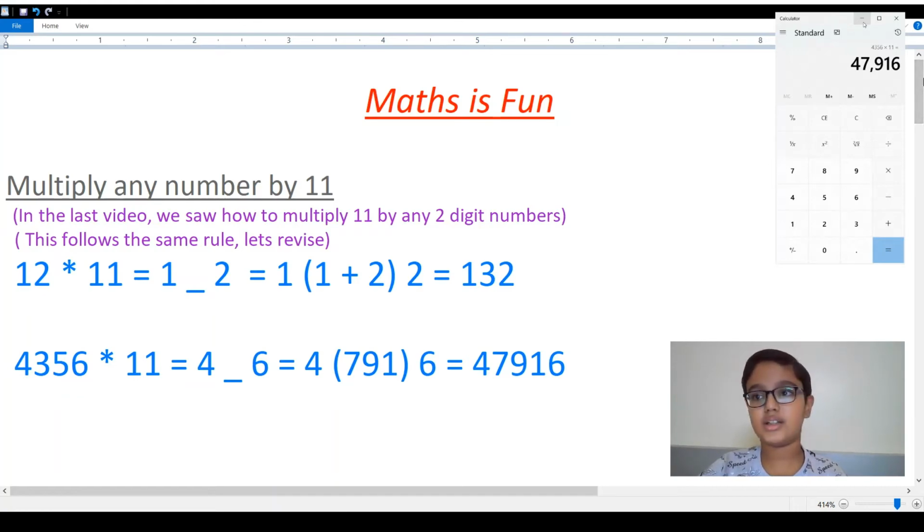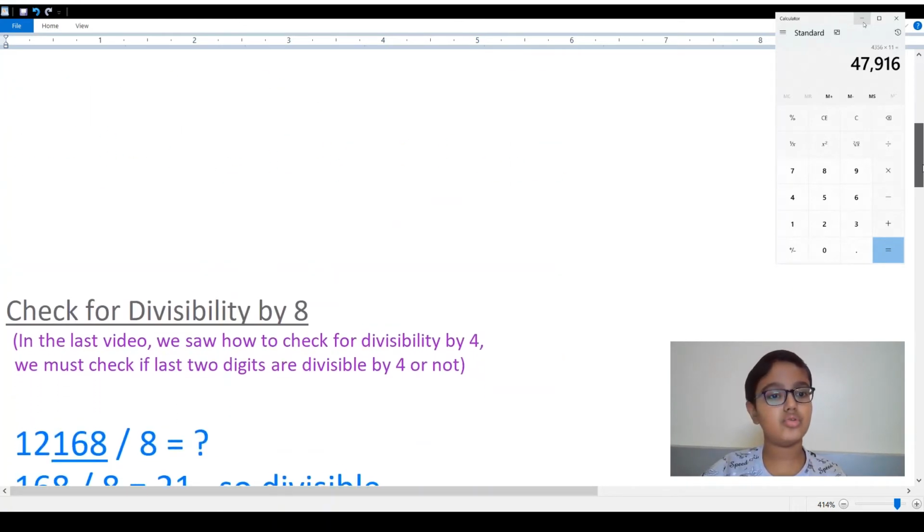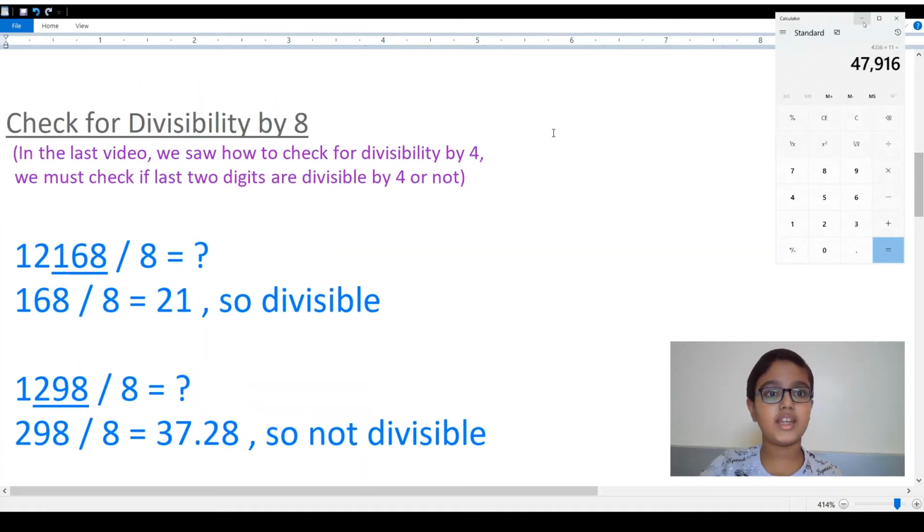Now let's learn how to check for any number for divisibility by 8. In the last video, we learned how to check any number for divisibility by 4. We check if the last two digits of the number are divisible by 4. Here, to check if any number is divisible by 8, we will check if the last three digits are divisible by 8.